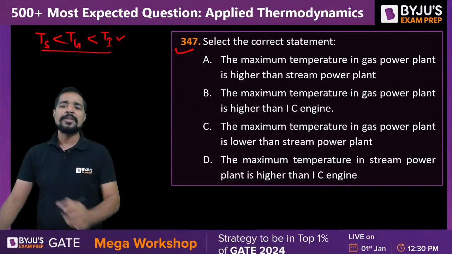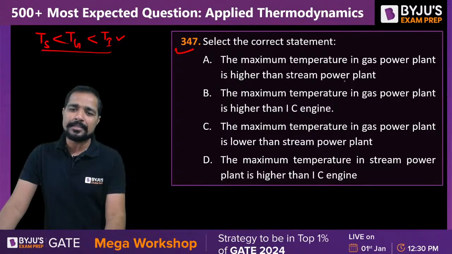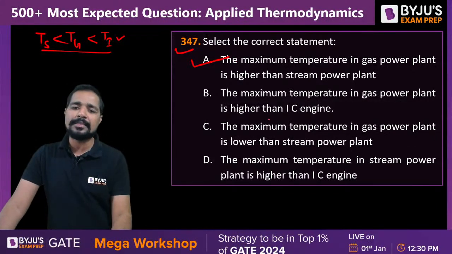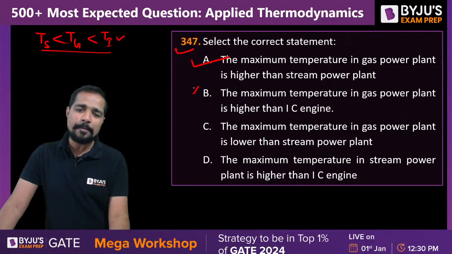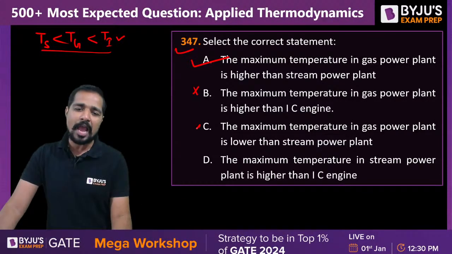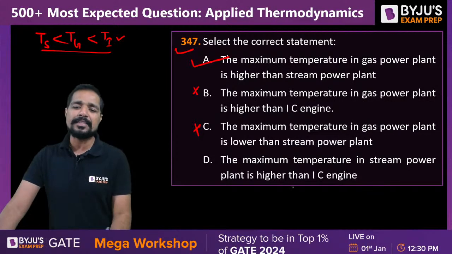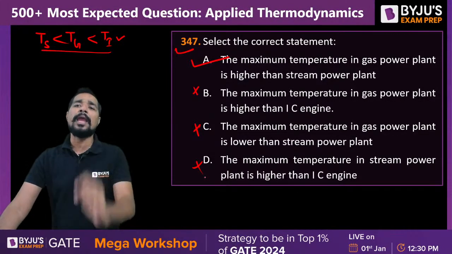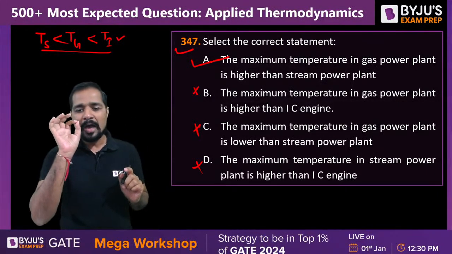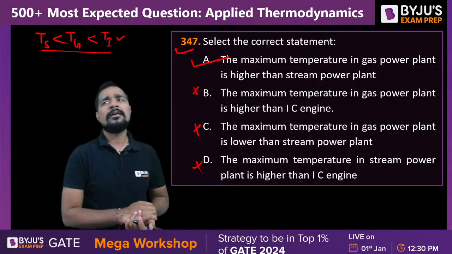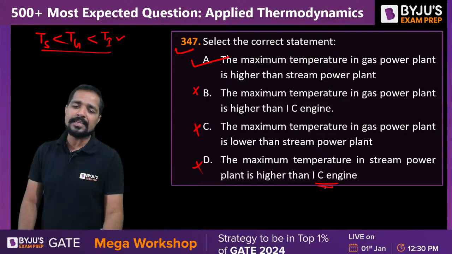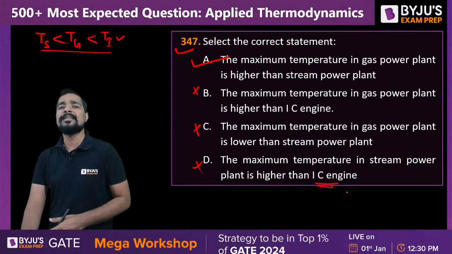So let's check. Maximum temperature in the gas power plant is higher than steam power plant: absolutely right. Maximum temperature in the gas power plant is higher than IC engine: absolutely wrong. Maximum temperature in the gas power plant is lower than steam power plant: absolutely wrong. Maximum temperature in the steam power plant is higher than IC engine: absolutely wrong. A is the only correct answer. D is not a correct answer. You do not have more than 600 or 700 degrees centigrade in a steam power plant, and in an IC engine you generally have more than 2000 degrees centigrade temperature.